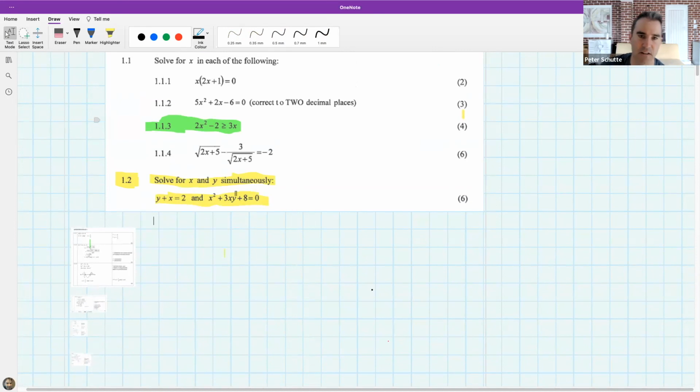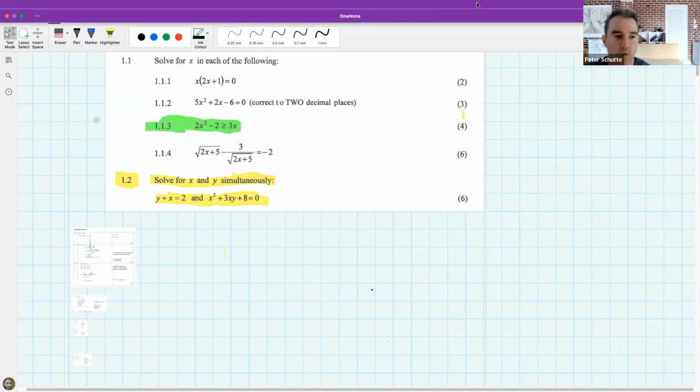Yeah, nice, Mikhail, nice. We can do 1.1.4, Teddy, absolutely. I just wanted to do the other one first, but I will do 1.1.4 as well, yeah.